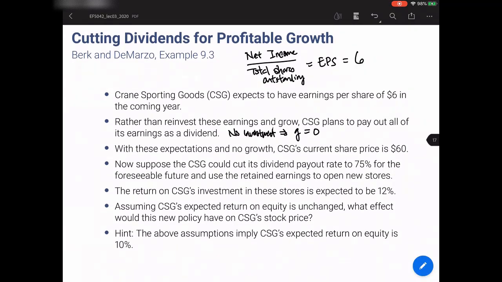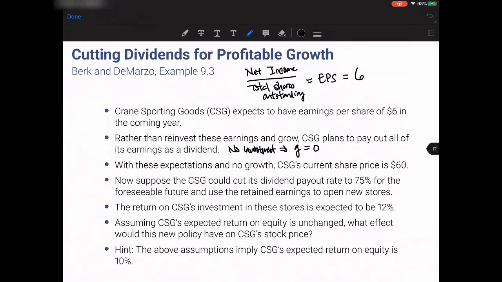Third bullet point, with these expectations and no growth, CSG's current share price is $60. So let's just assign P naught equal to $60. Okay. All right, so that's our baseline.